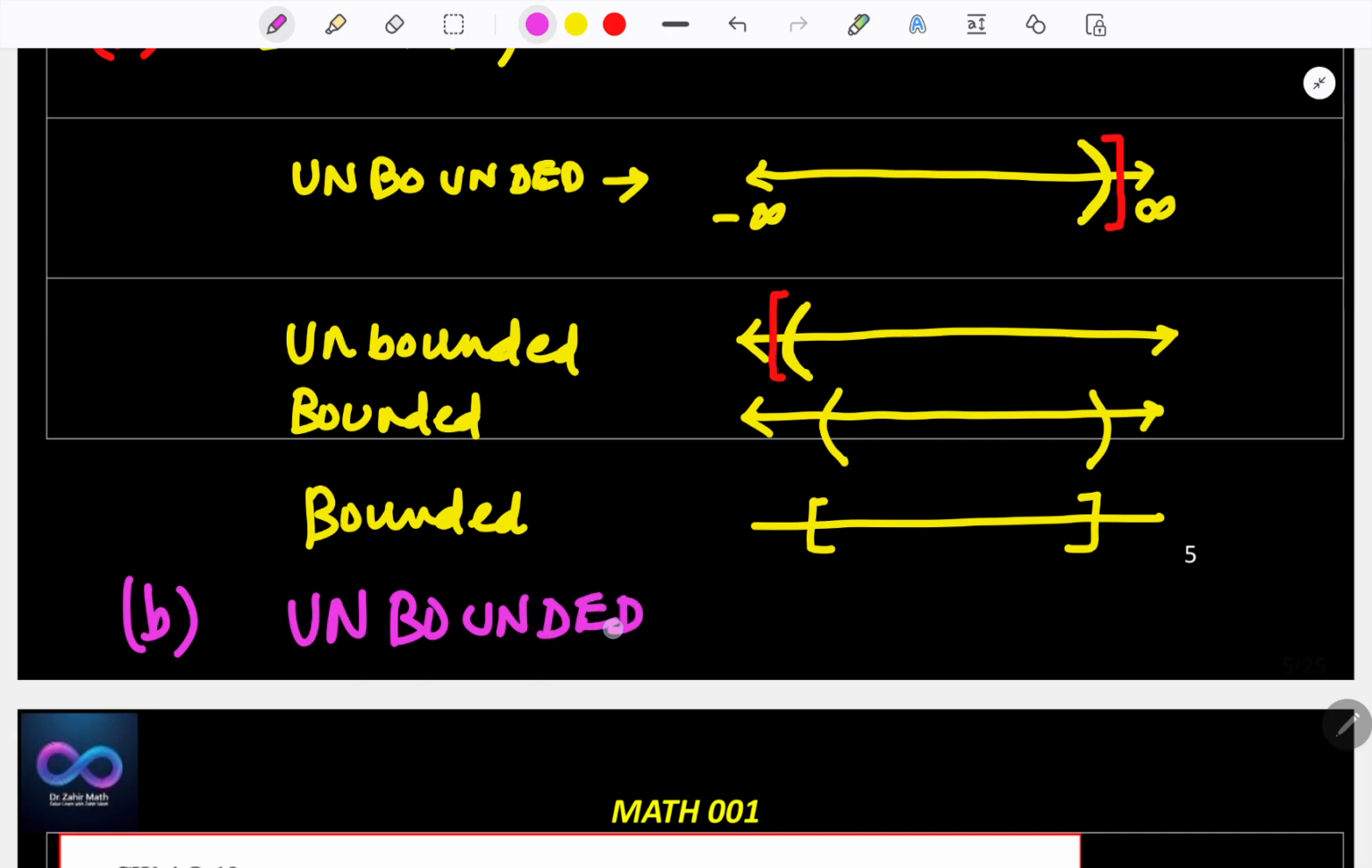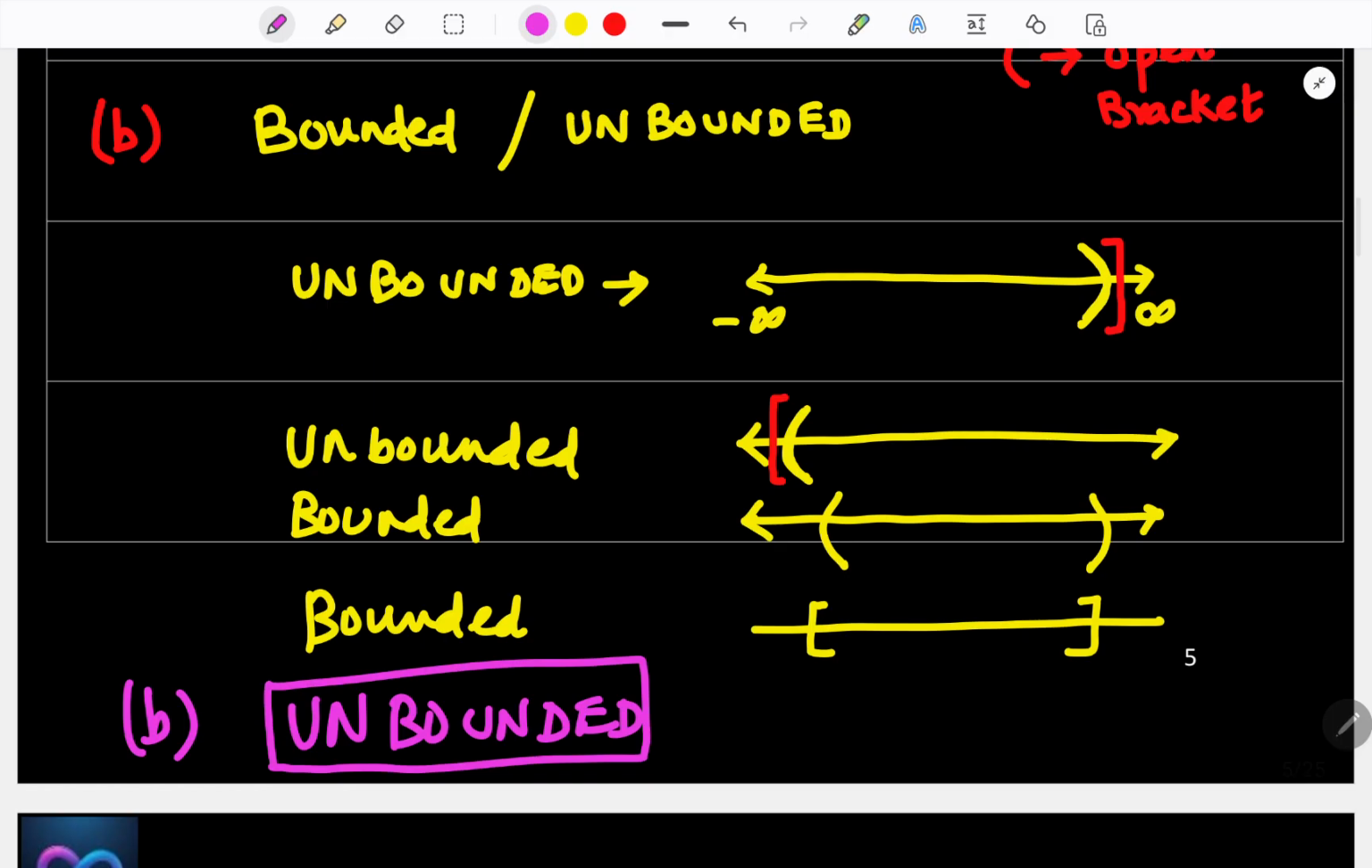Unbounded. Clear, everybody? So in a simple way, I wanted to say that if one side is closed and one side is open, then it means unbounded. If both the sides are closed, then it is called bounded. Just like imagine your house, front door and back door. If the front door and back door are closed, it is bounded. If one door is closed and one door is open, then it means it is unbounded.